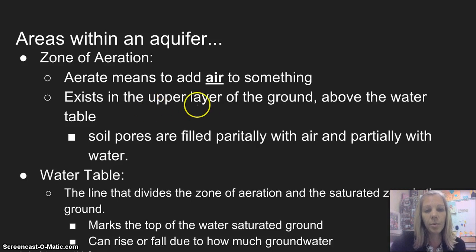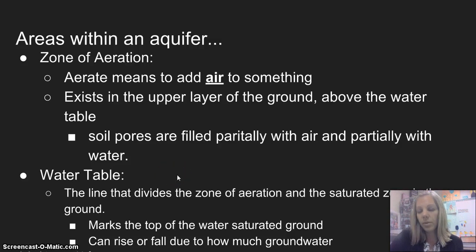It's the upper layer of the ground above the water table. So again, it exists above that imaginary line, and you need to include that it is partially filled with air and partially filled with water. So the pores are not saturated with water, they both have some air and some water in it.